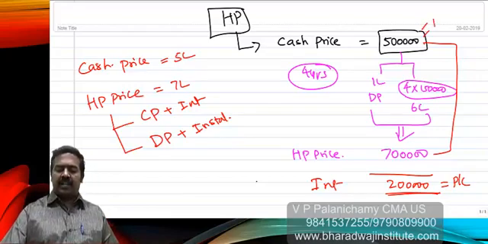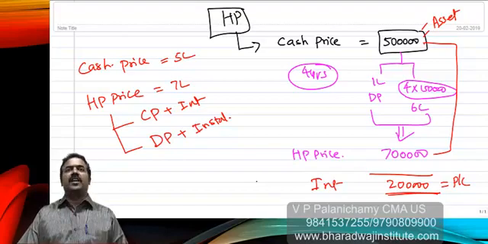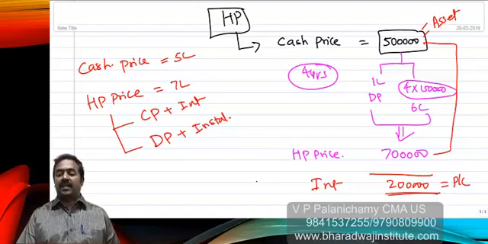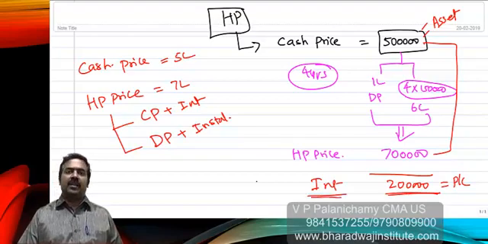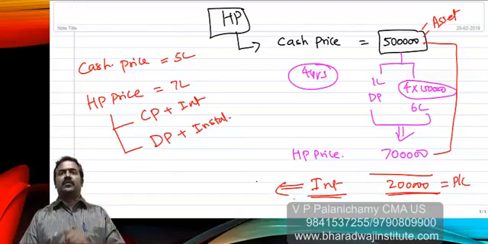This 5 lakhs will be recognized as what? Asset in the balance sheet. That extra 2 lakhs you are paying, that is called as what? Interest. That extra 2 lakhs will be recognized as interest in which account? P&L account, expense in P&L account. My question is, will you recognize this 2 lakhs of interest in first year or second year or third year or fourth year? In which year?